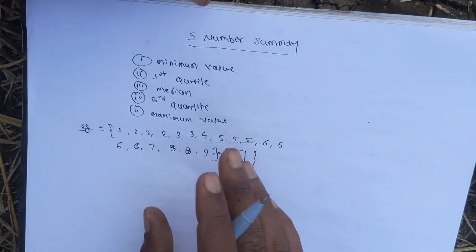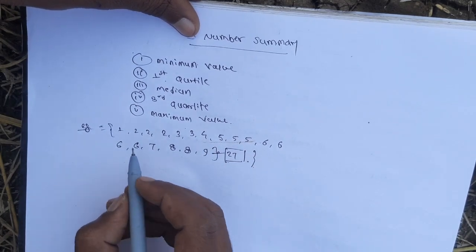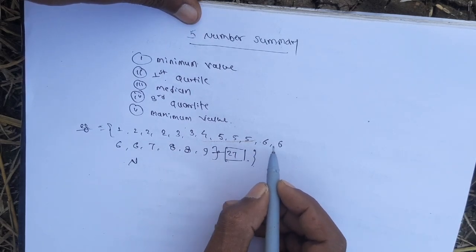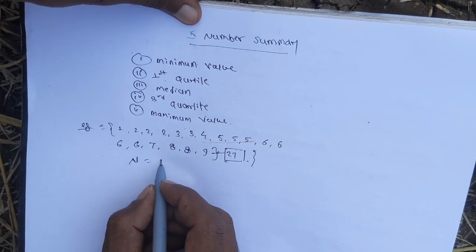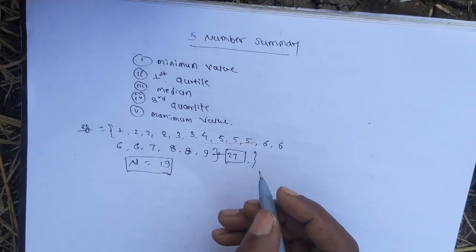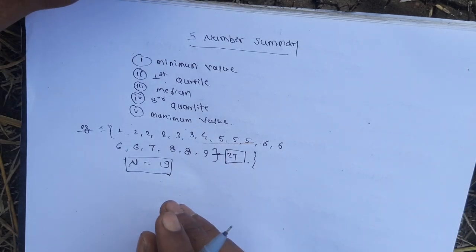So we will first start with n. The numbers are 1, 2, 3, 4, 5, 6, 7, 8, 9, 10, 11, 12, 13, 14, 15, 16, 17, 18, and 19. The value of n is 19. So how much data is available is the n value, 19.